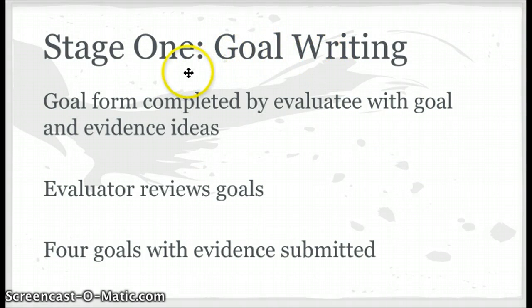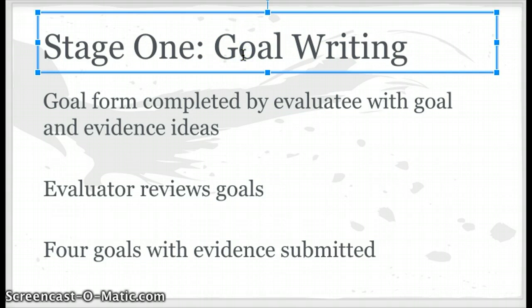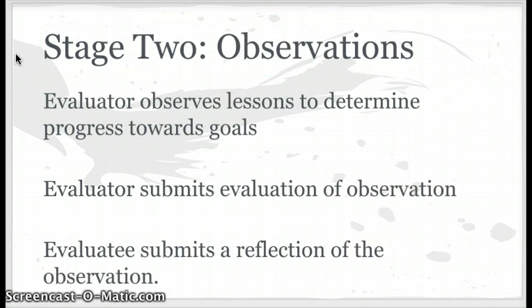Beginning of the year, you started by writing your goals. 4 goals were submitted to your evaluator. You determined what evidence you wanted to use to measure progress, and then those were submitted, setting you up for the observation stage. In this stage, you're using one single form to record reflections on your 4 observations.